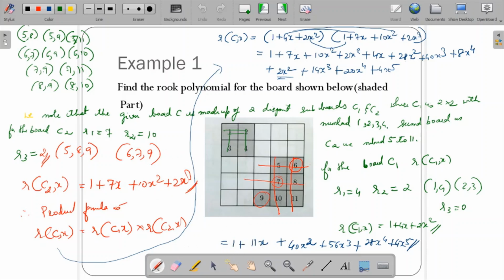I'll directly write this equation for R of C of x over there. But you are supposed to solve taking this as C1, calculate and find C1 of x. Taking this as C2, you have to calculate R1, R2, R3, and then apply the product formula. Is it clear?